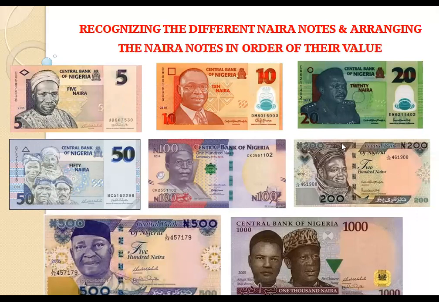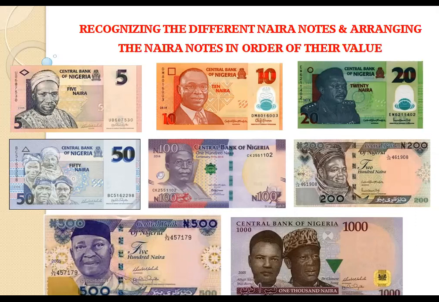Just look at the corner. You see the figure written there. This is 5. So this is 5 Naira, 10 Naira, 20 Naira, 50 Naira, 100 Naira, 200 Naira, 500 Naira, and 1000 Naira. So that is the first thing I must recognize.